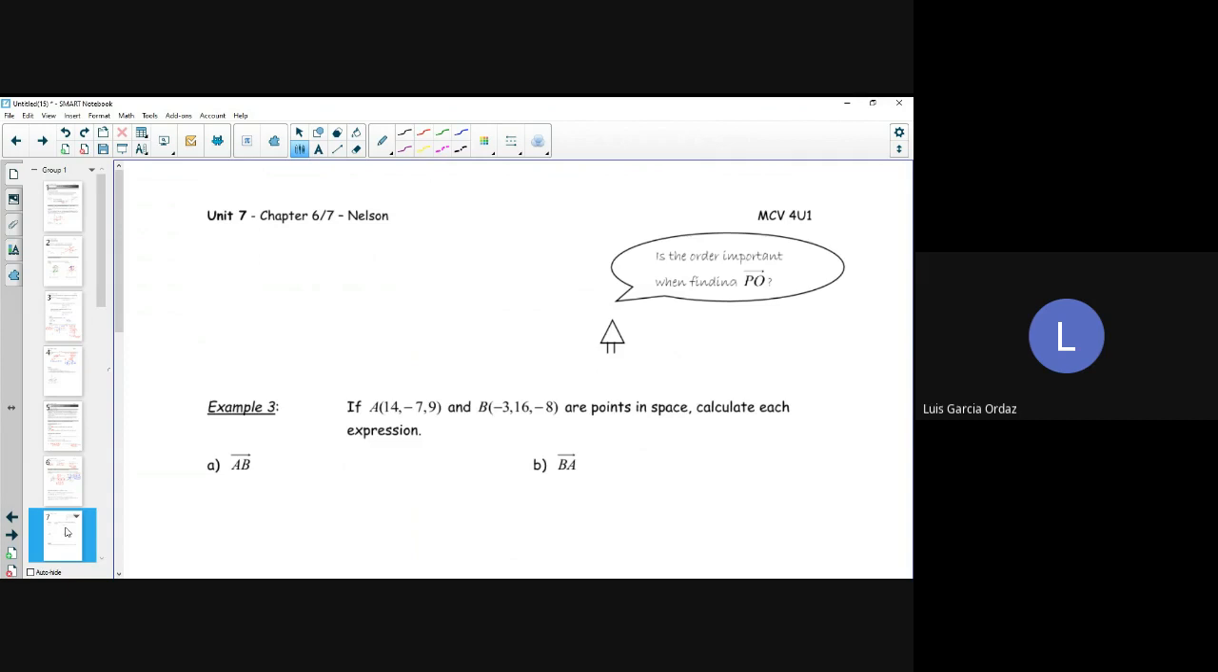So is the order important when finding PQ? As we've seen from our previous examples, yes it is. Because it is always head minus the tail. Okay? So vector PQ is not the same thing as vector QP.